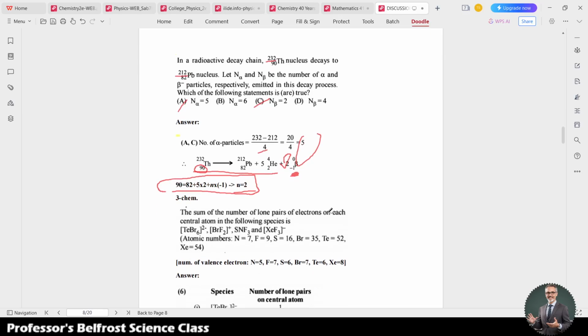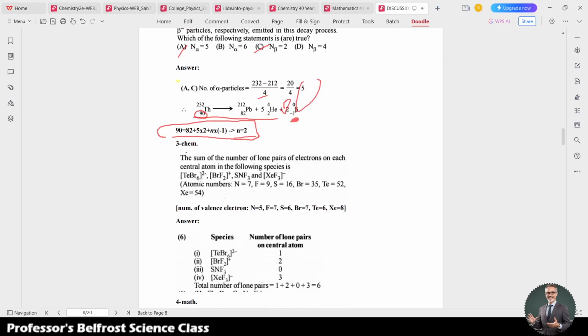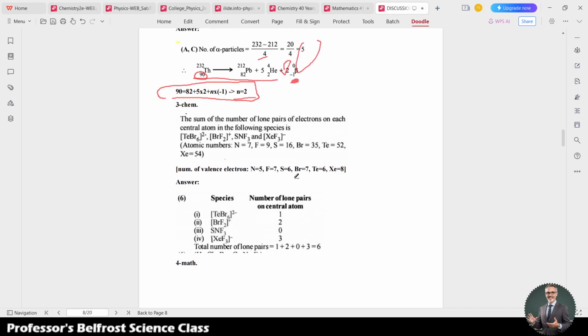Number 3, the third problem in this video, is a chemistry problem. The sum of the number of lone pairs of electrons on each central atom in the following species: TeBr6 2 minus, BrF2 plus, SNF3, and XeF3 minus, with the atomic number information given.